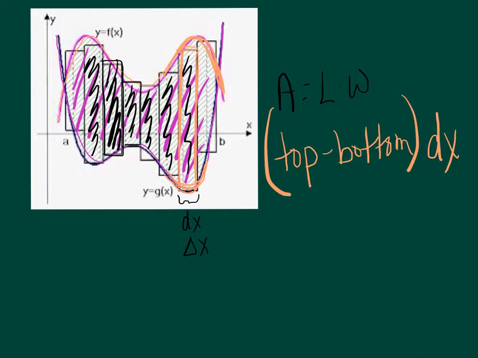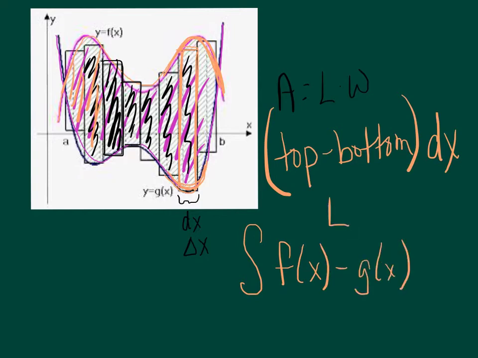Now, once I do one of those rectangles, I would want to do an infinite number of those. So to do that, we're going to do an integral, and label our top function as f of x minus our bottom function, which is g of x. That's going to be our length, times our width, and our rectangles are dx wide, and then we're going to integrate from a to b.